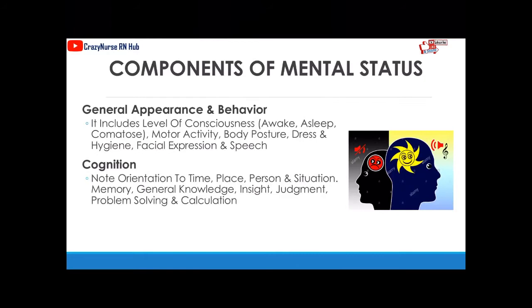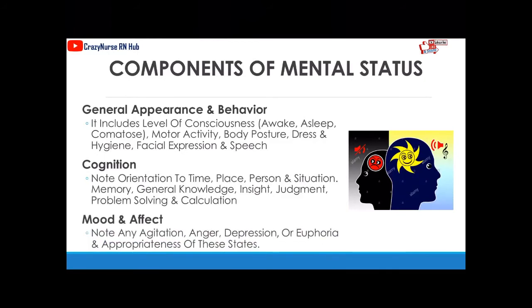Consider whether the patient's plan and goals match the physical and mental capabilities. Note the presence of factors affecting the intellectual capacity, such as retardation, hallucinations, delusions, and dementia. Another component is mood and affect. Note any agitation, anger, depression, or euphoria, and the appropriateness of these states. Direct questions to bring out the feelings of the patient. So these are the components of your mental status.